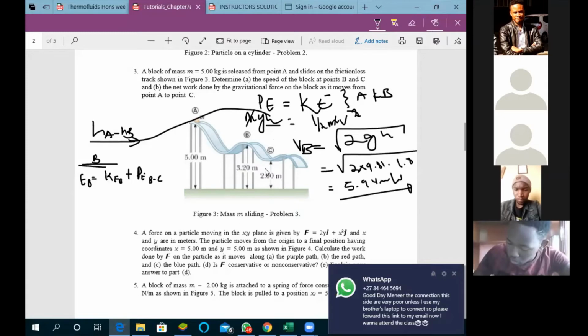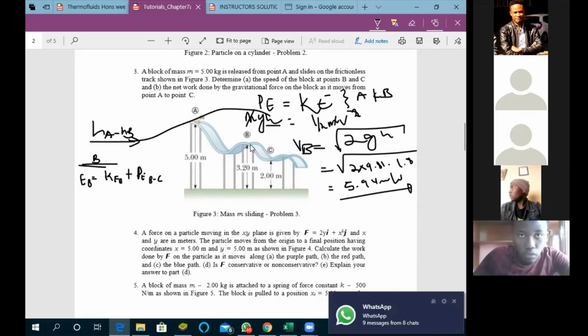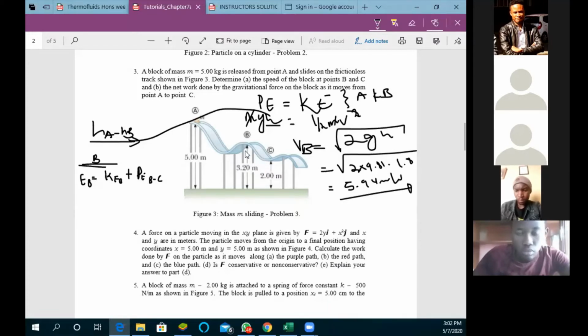So to find the kinetic energy at point C, we need to find this potential energy at B, because all the energy at B is going to be given to point C. So energy at point C is equal to the kinetic energy at point C plus the potential energy at point C. And let's calculate the total energy that we have at point B.